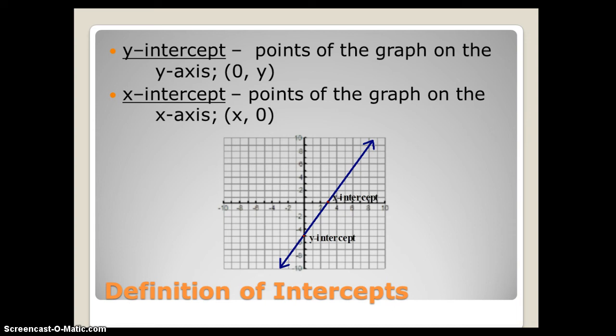Now on a linear equation, there is only going to be one x-intercept and one y-intercept. But on different equations, as you'll learn, it's possible for there to be more than one. But right now, we're just going to deal with linear equations, so there's always one x and one y. There's never more than that.